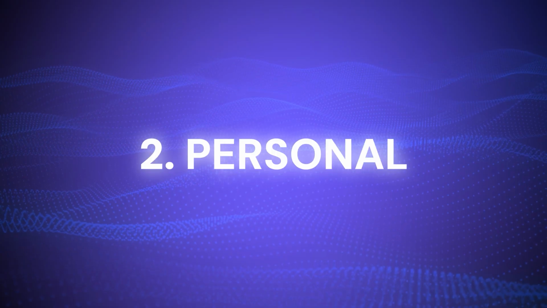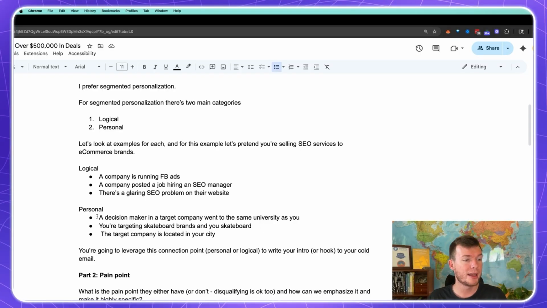Now, let's look at some personal examples. We're targeting a decision maker in a target company who went to the same university as you. You have something in common that you can hint on in your message to make them a little bit more interested and then also give you an icebreaker for your call. We could target, let's say, skateboarding brands because you skateboard, and that's an action point. I'm actually using one of my own interests here, but similar idea.